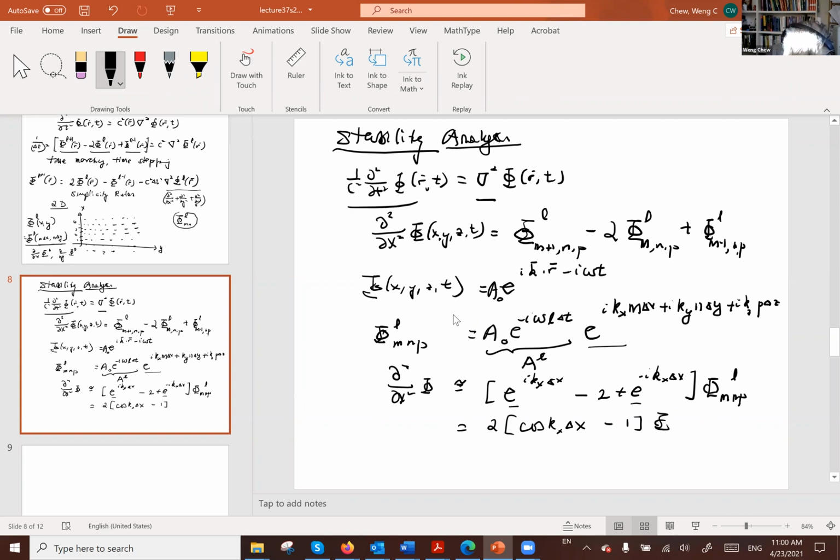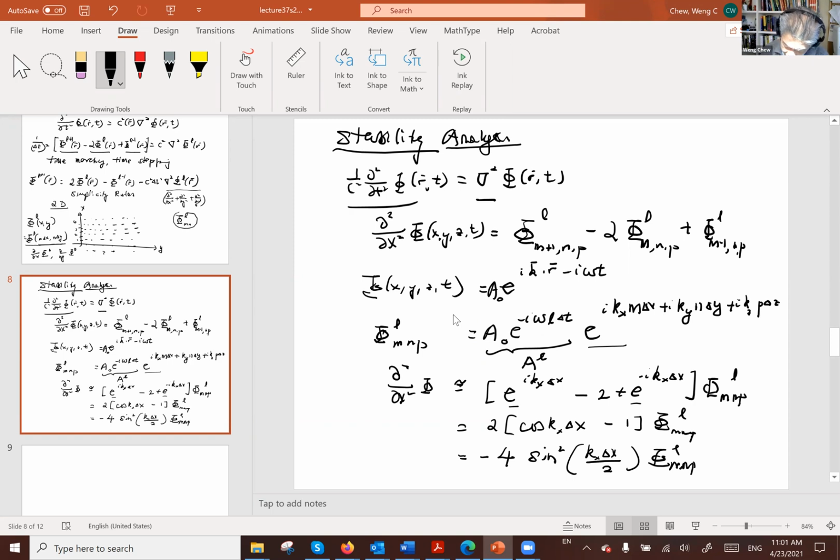Okay, phi MNPL. And if you are very good in trigonometric identities, you can write this cosine as a sine. So it becomes 4 sine square kx delta x over 2. Okay, I won't go through the trigonometric identity exercise. You have done that in high school, and you know how to do that. You can do that at home.